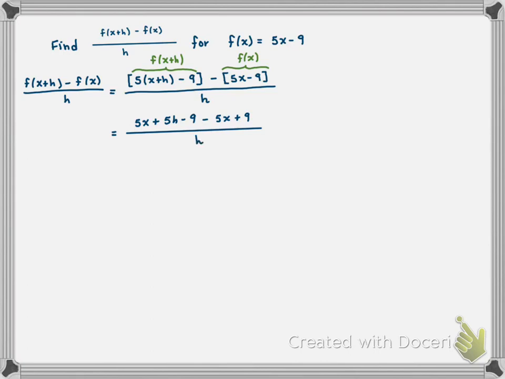The nice thing about the difference quotient is it always works out really, really nicely. So you know when you made a mistake. At this point, everything that doesn't contain an h should add to 0. Is that true? Does that happen? Yeah, so 5x minus 5x is 0, and negative 9 plus 9 is 0, and so the only thing left is a term that contains h. You might end up with more than one term, but all the terms that don't contain h at all should add to 0.